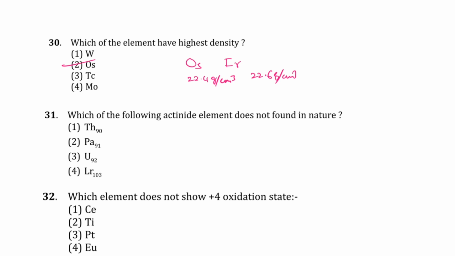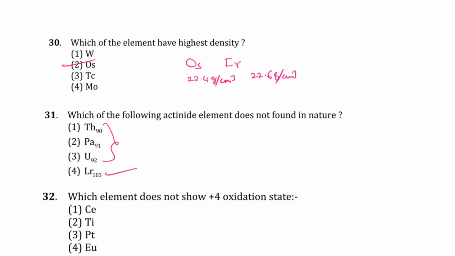31. Which of the following actinide elements is not found in nature? Lawrencium is not found in nature, because up to uranium these are all radioactive but naturally abundant elements. It means 93 onwards are generally synthetic, not found in nature.